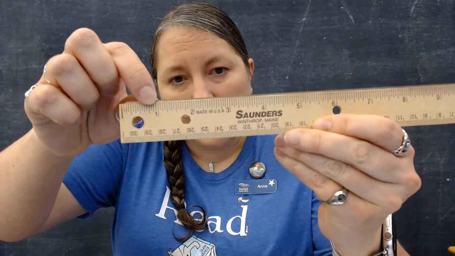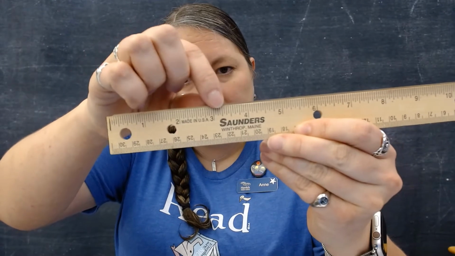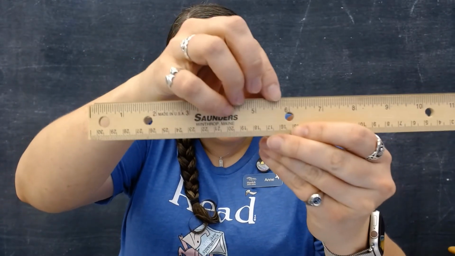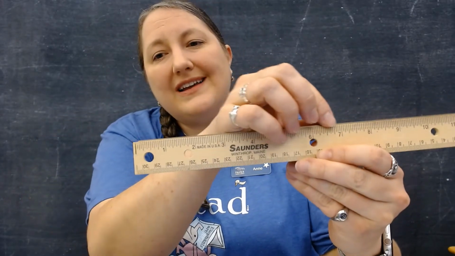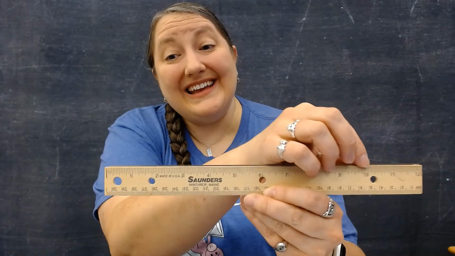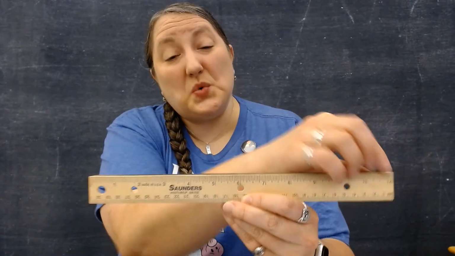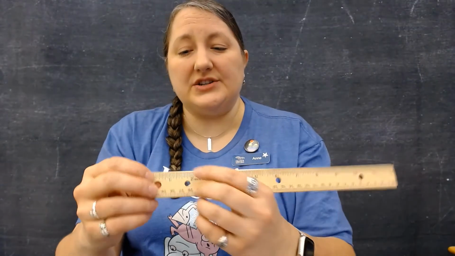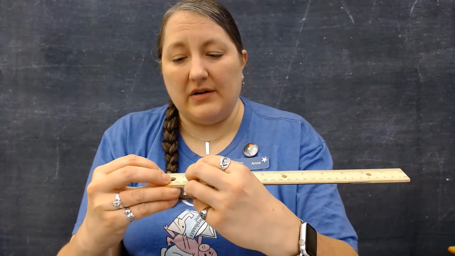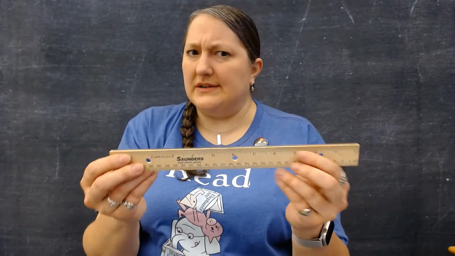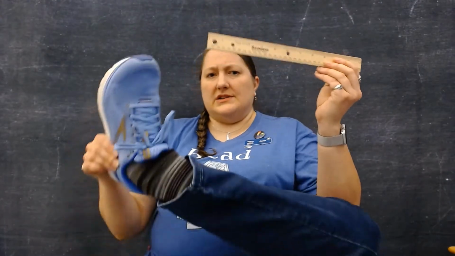We have 1, 2, 3, 4, 5, 6, 7, 8, 9, 10, 11, 12. So this ruler has 12. These are called inches. Inches are about this big right here. 12 inches on it, which we also call a foot, which I know sounds silly because this is also a foot, right?